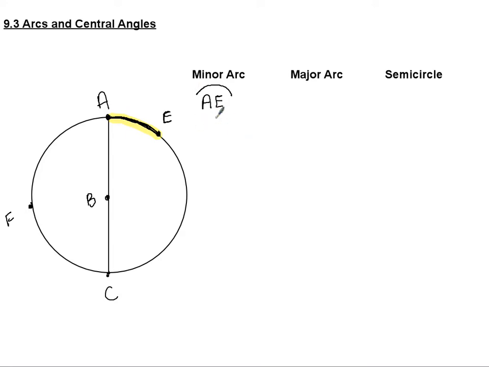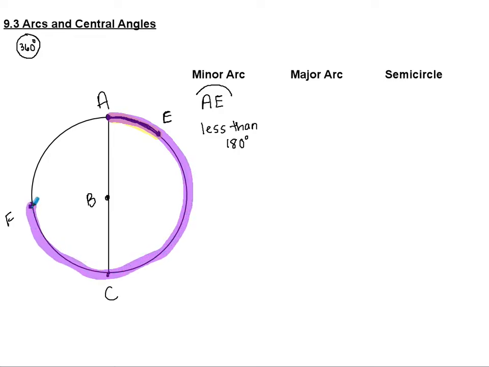A minor arc is defined as an arc that is less than 180 degrees. Someone noted this in class, that a full circle has 360 degrees all the way around. So a minor arc is less than 180. Conversely, a major arc is a piece of the circle that is larger than 180. For example, if I were to go from A all the way around to F, that chunk would be what we call a major arc.